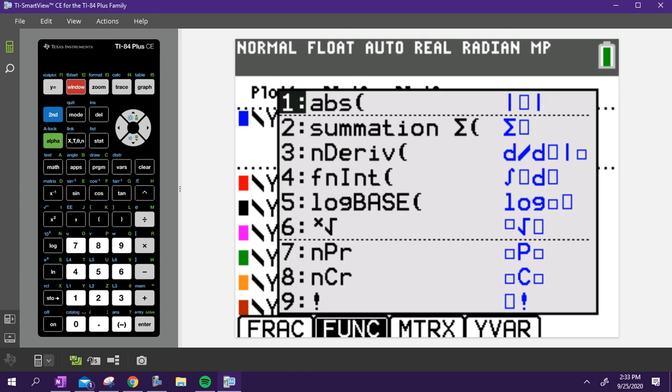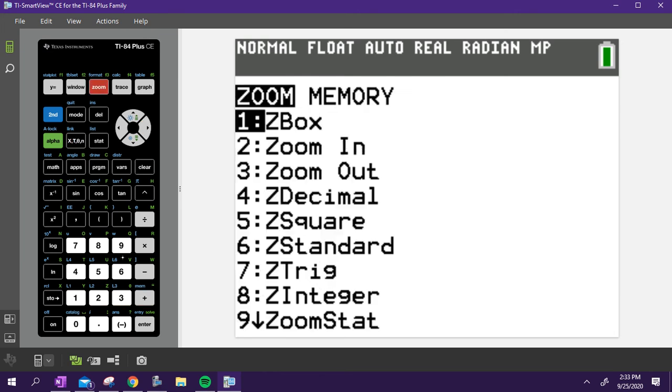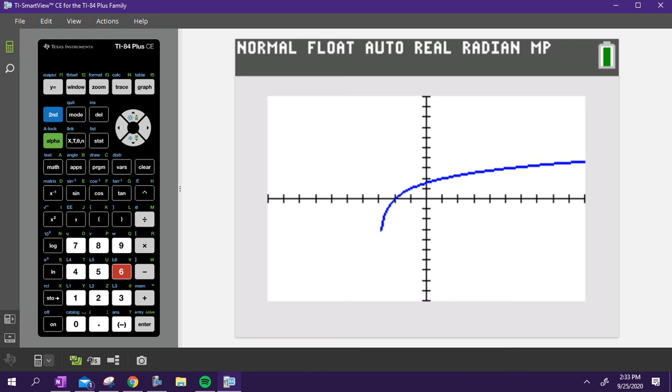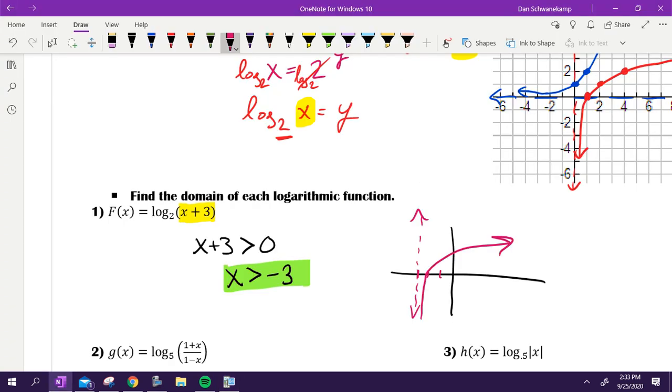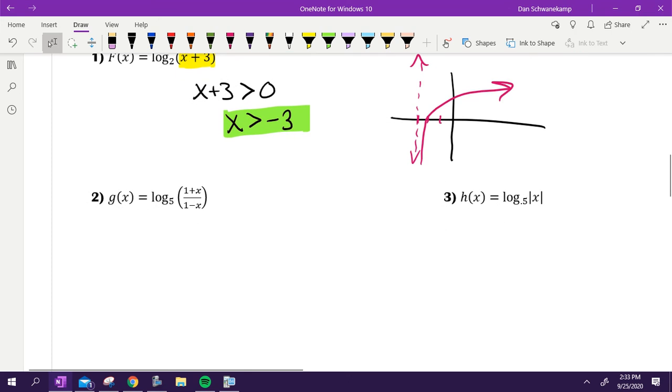Alpha F2, log base, what was it, 2? Log base 2 of x plus 3, zoom 6. Yeah, there's my graph. It's starting there. It looks like it doesn't graph it there. It does. But negative 3 is where it's cut off. That's my domain. That is the domain of this thing. X is greater than negative 3. Okay, we can find the domain of any logarithmic function. It's easy. To find the domain of a logarithmic function, you take the argument and you make it greater than 0.